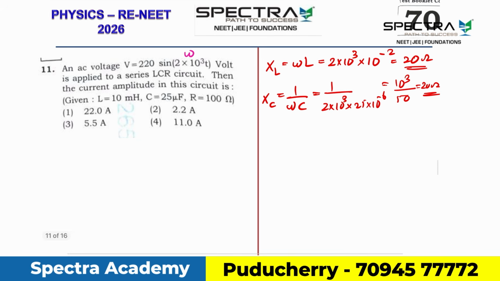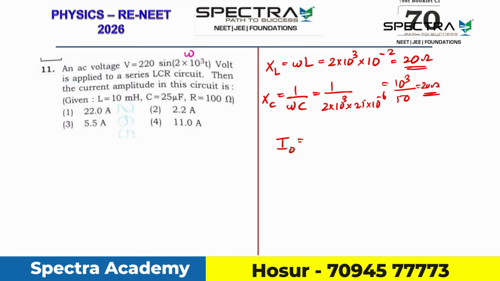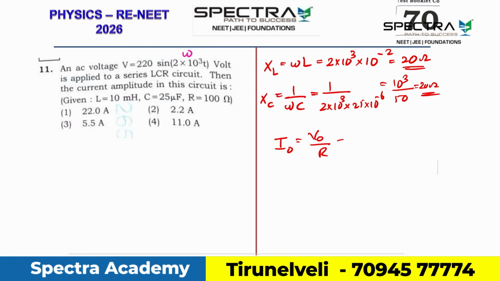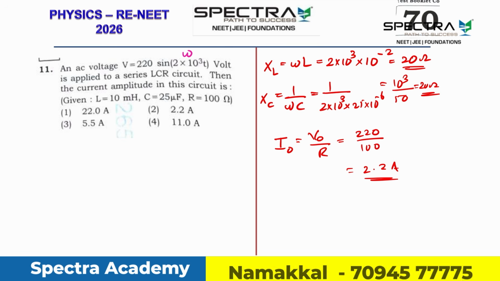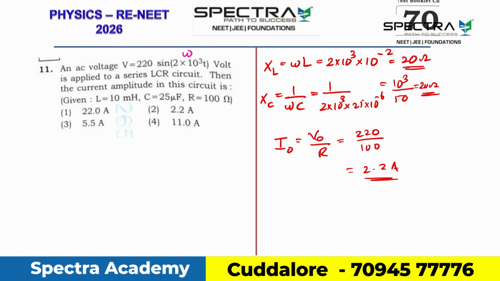Resonance condition. So the peak value of current I naught is equal to V naught by R, because XL is equal to XC, both are equal. So what is the V naught value? 220 by the resistance, 100. So the answer is 2.2 ampere. The right answer is 2.2 ampere. That is the answer for the 11th question, second option. Okay. Next question.